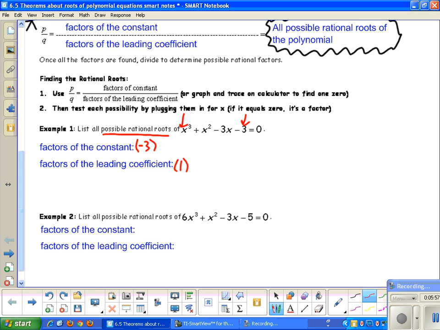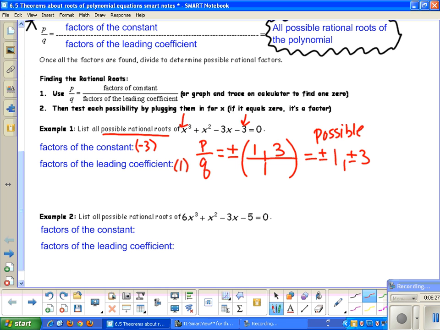So if I want factors of 3, what are factors of 3? 1 and 3. So that's your P over your Q. So plus or minus factors of 3 are 1 and 3, and factors of the leading coefficient are just plus or minus 1. I can't leave my answer like this. I want to write them all out. You always take whatever's in your numerator and put it over your denominator. So this would be plus or minus 1 over 1, which is just 1, and plus or minus 3 over 1, which is just 3. So these are my possible rational roots.